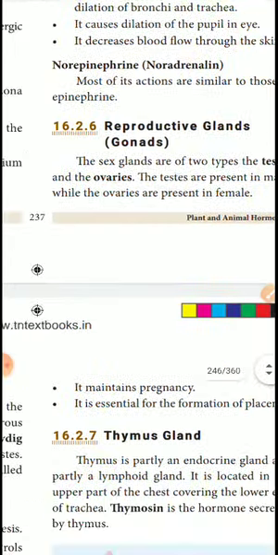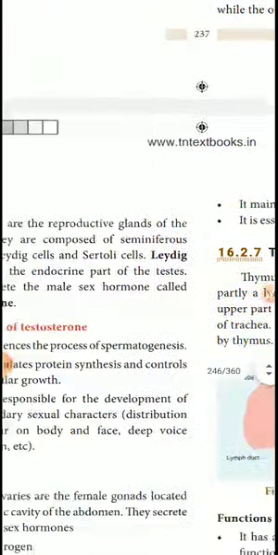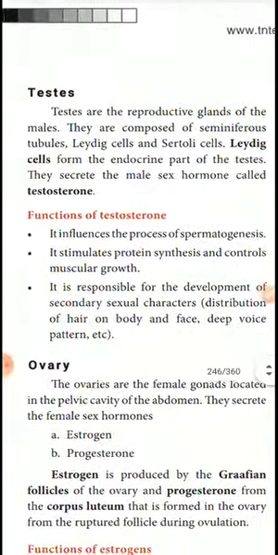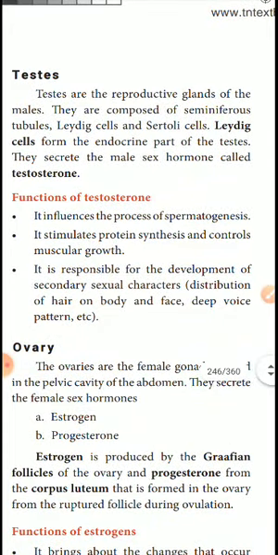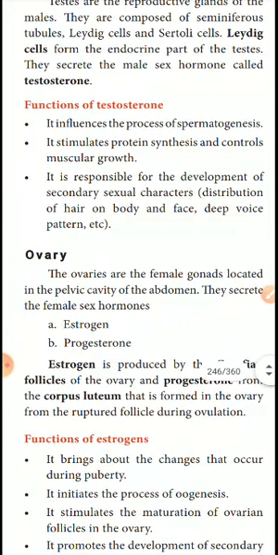Next we go to the important reproductive glands, which we call the gonads. In the female they are the ovaries and in the male the testes. The testes are present in the male and the ovaries in the female. The testis produces the male reproductive hormone. Leydig cells and Sertoli cells are present. The endocrine part of the testes is the Leydig cells. The male sex hormone is testosterone.